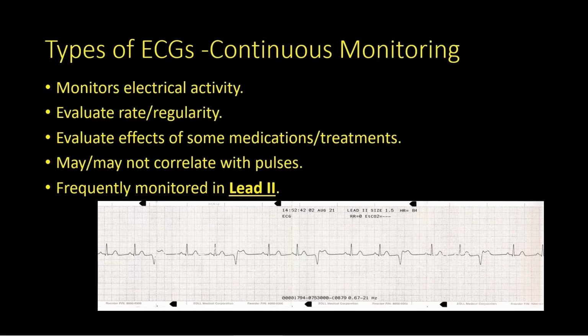Now, there are 2 types of ECG monitoring we can do. There's continuous monitoring. Continuous monitoring is monitoring the electrical activity, the rate and regularity of the heartbeat. You can use it to evaluate effects of some medications and treatments that may speed up or slow down the heart rate. It may or may not correlate with pulses. As we said, this is only the electrical activity, and we'll frequently monitor the patient's pulse physically at the wrist by checking a pulse and make sure it corresponds to the complexes that we see on the strip.